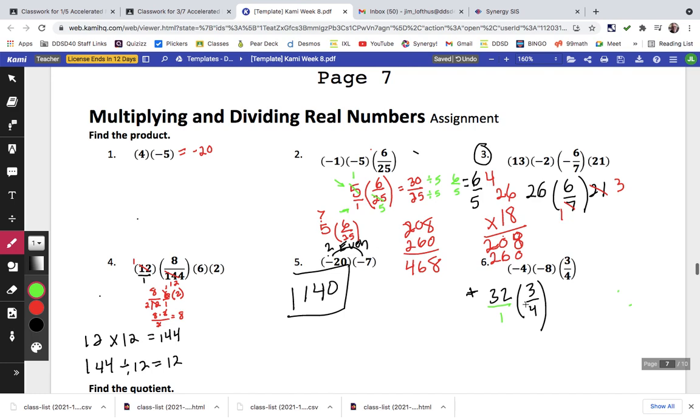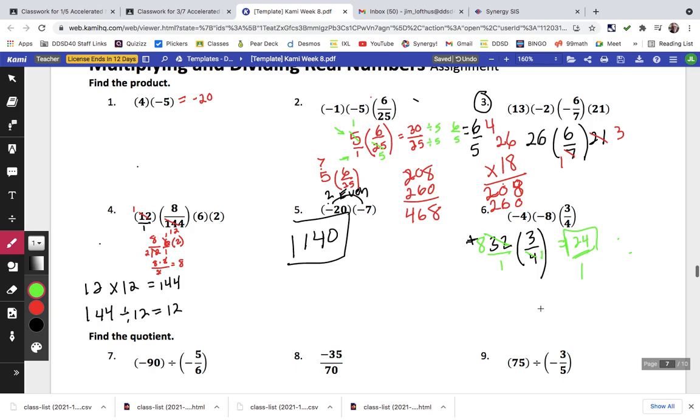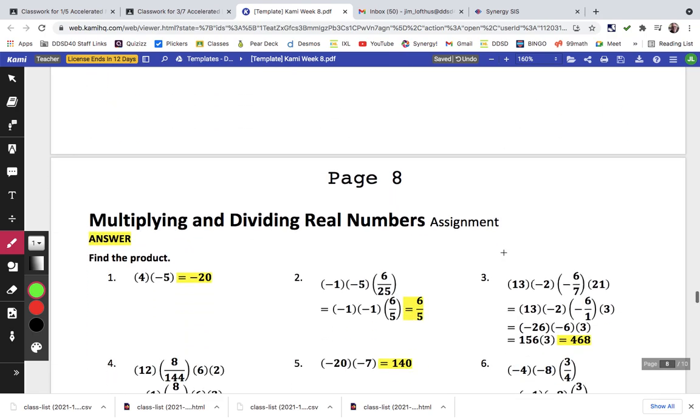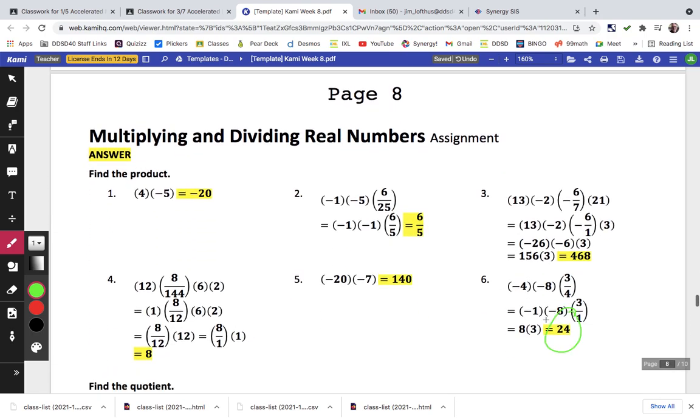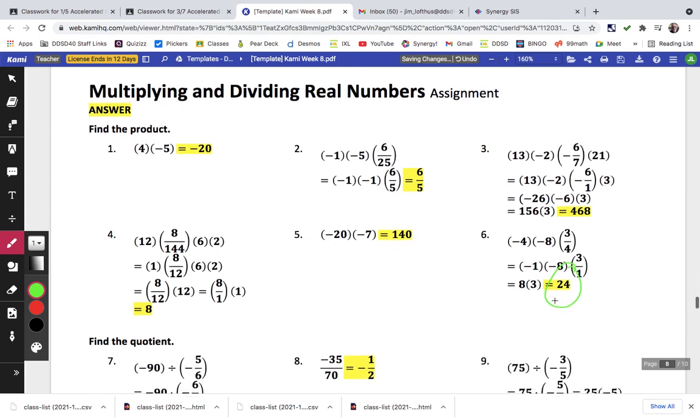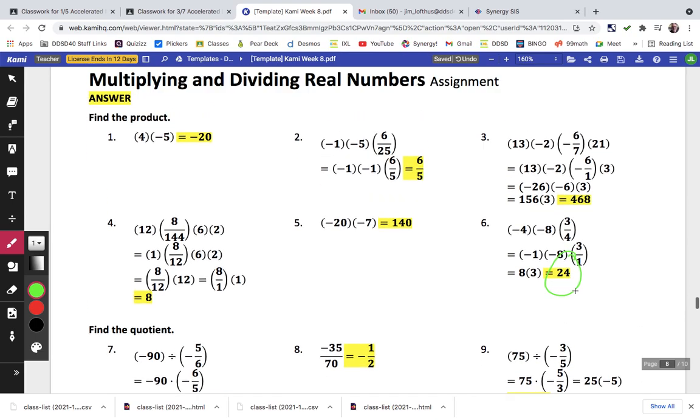So 4 divided by 4 is 1. 32 divided by 4 is 8. 8 times 3 is 24. So this answer was 24. And if you want to check that, you can go to number 6 down here and see that 24. And so you can keep working and checking answers.